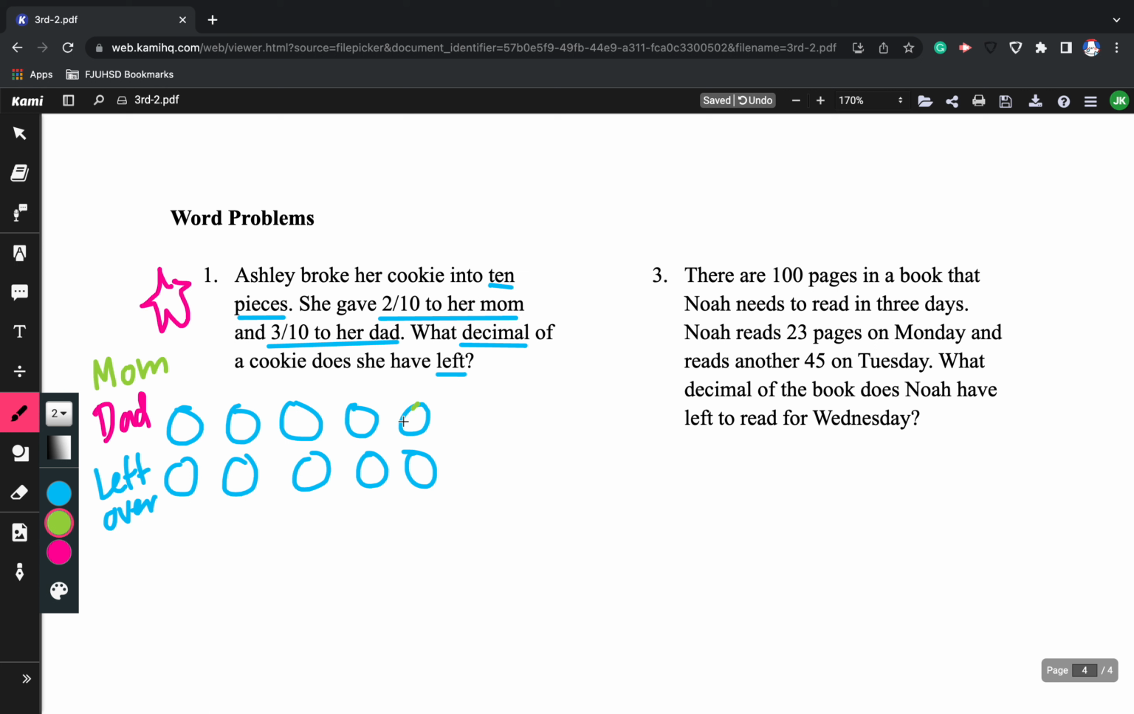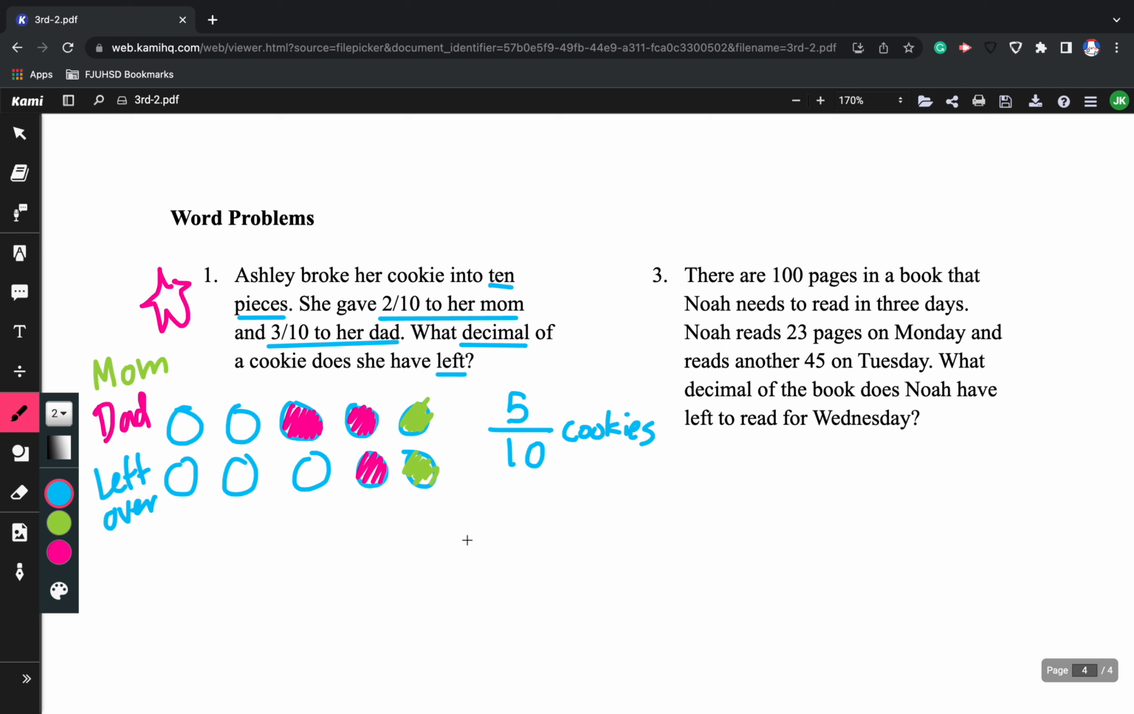So she gives 2/10 to her mom. Out of the 10 pieces, she gives 2 away, and then she gives 3/10 to her dad. So out of the 10 pieces, it can be like that. So what's the decimal of the cookie that she has left? She has 1, 2, 3, 4, 5. She has 5/10 of the cookie left. So 5 out of 10 pieces are still there.